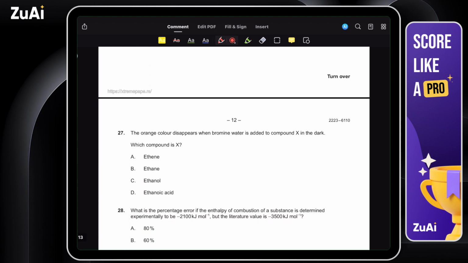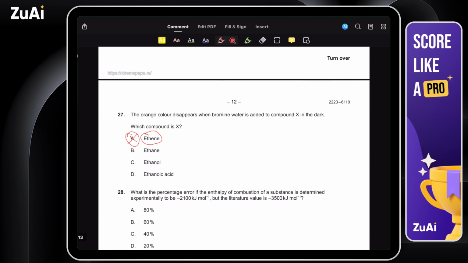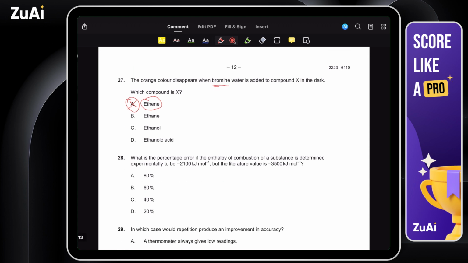The orange color disappears when bromine water is added to a compound X. It should contain a double bond. The double bond is only in A, because a double bond reacts with bromine. That's the chemical test in order to identify unsaturation, by the way.